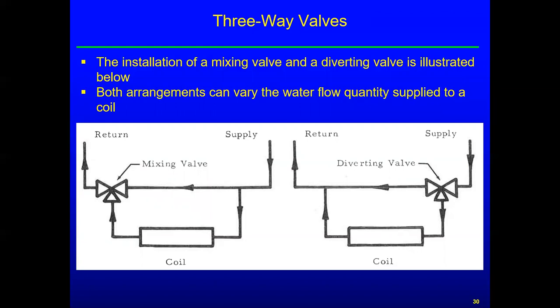On the diverting valve, you have one inlet, two exits, so it puts the valve on the other side of the coil. The operation through the coil is about the same. You can use either. In terms of keeping air out of the coils, which one of these would you recommend? This is a great true, false, or multiple choice question.